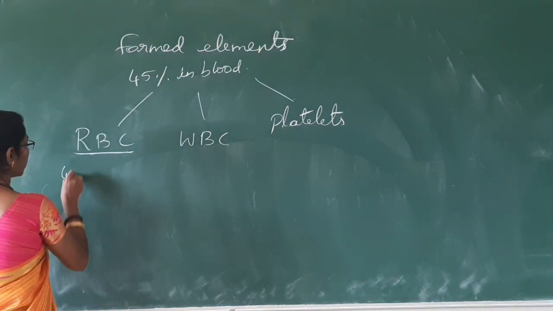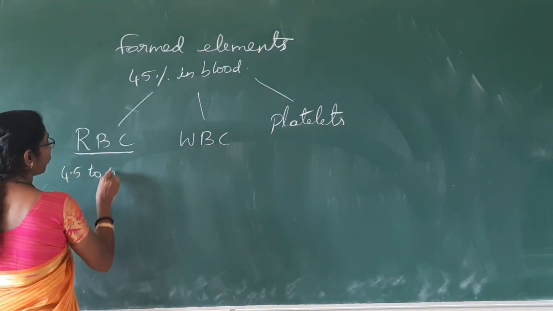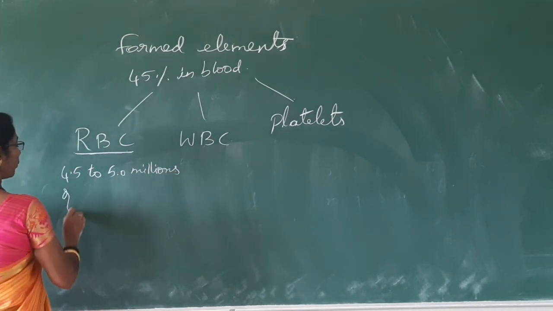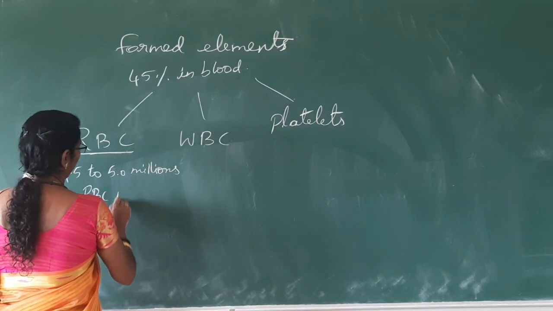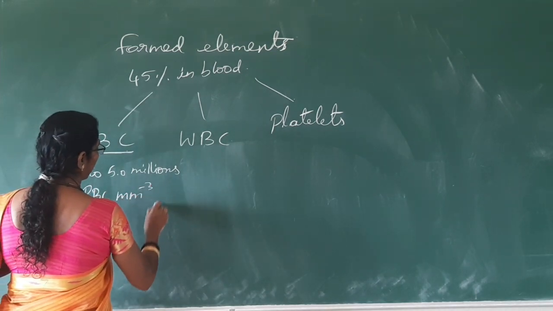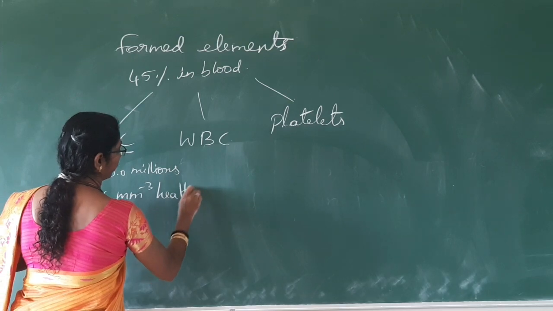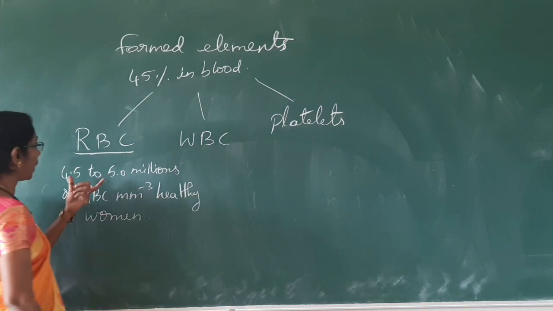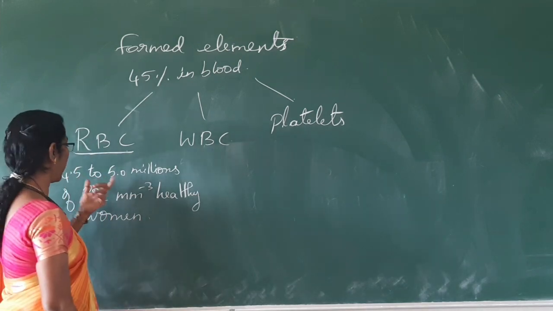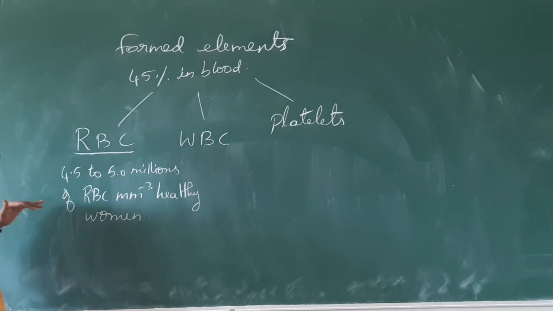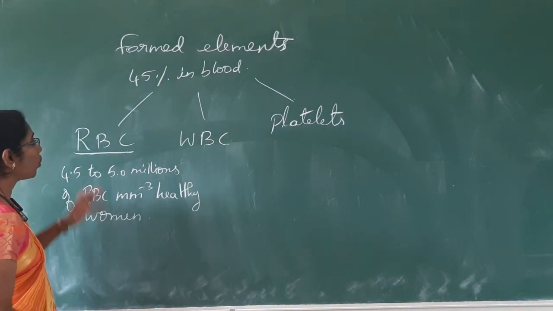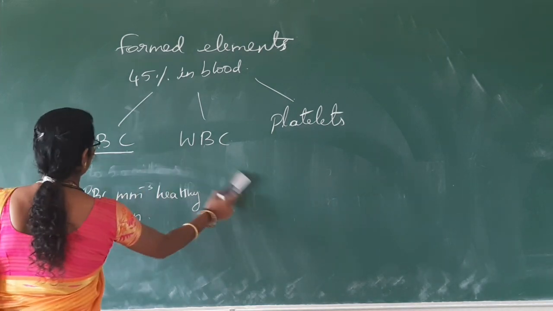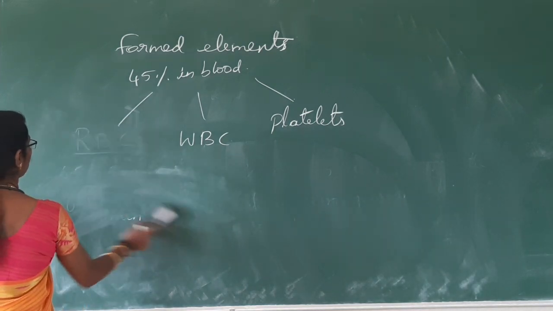It is 4.5 to 5 million RBCs present in a healthy woman. Alright. So what is the amount of RBC? Generally 4.5 to 5 million RBCs are present in a healthy woman. So what is the shape of this RBC?